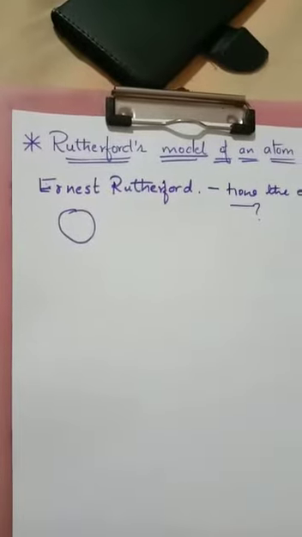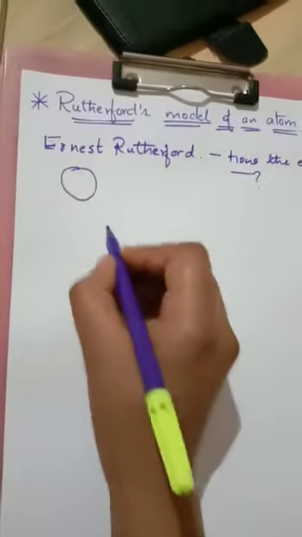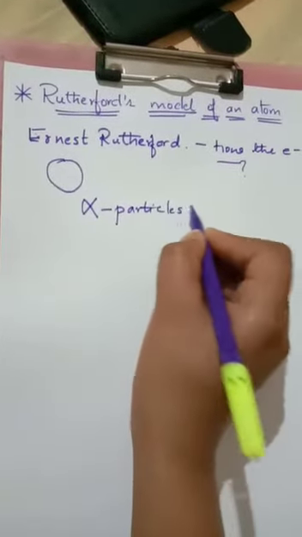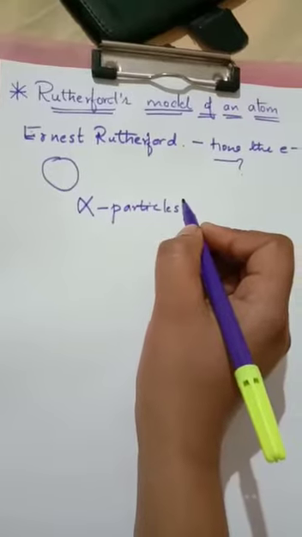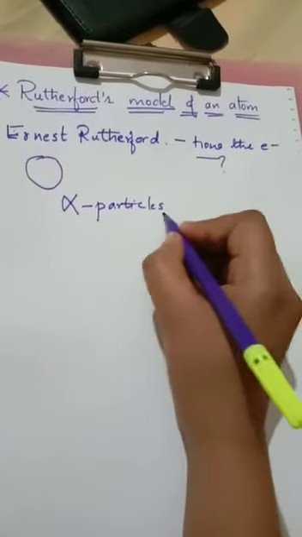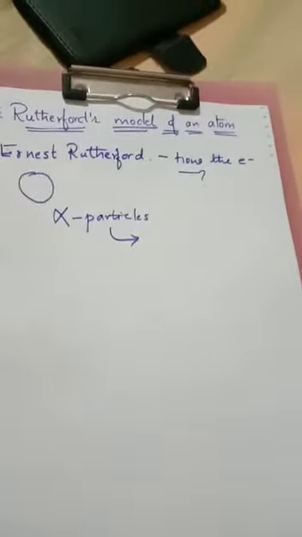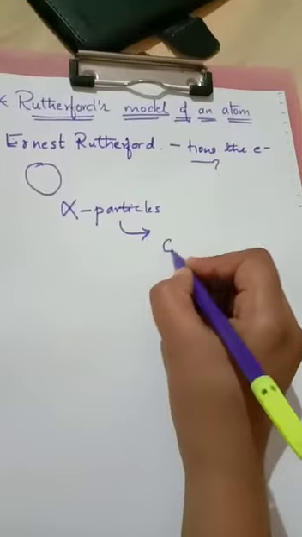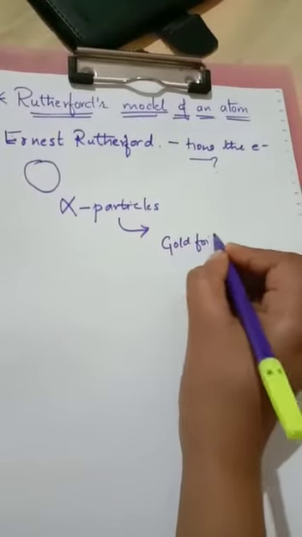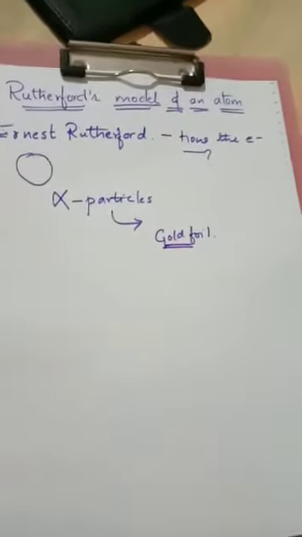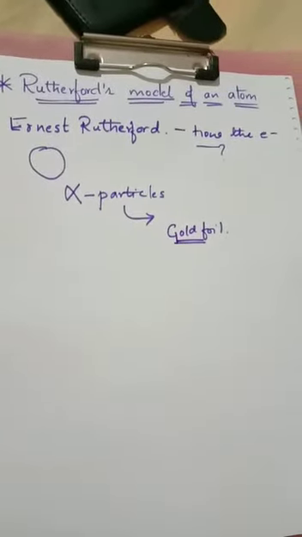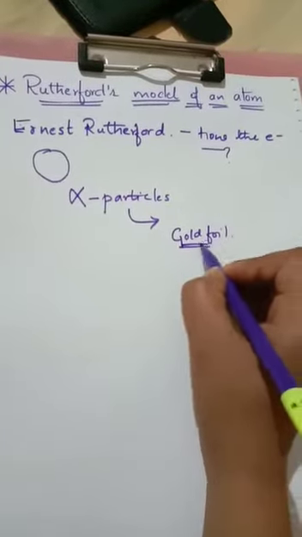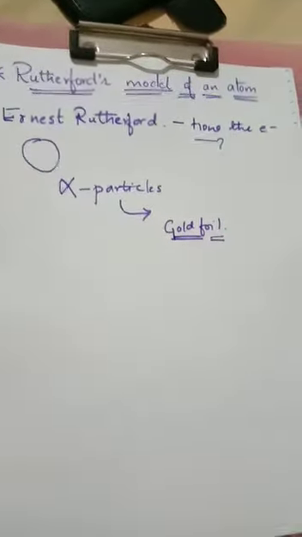So in this experiment, the fast moving alpha particles were made to fall on a thin gold foil. So here the fast moving alpha particles were allowed to fall on a gold foil. Since we know that gold is a very good metal, it has a very good property of ductility, so it can be turned into a foil.